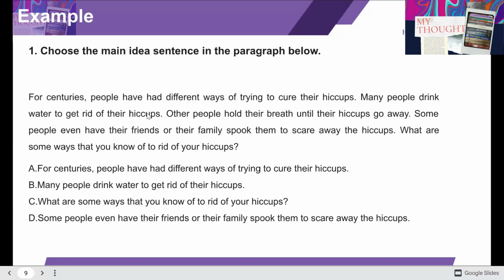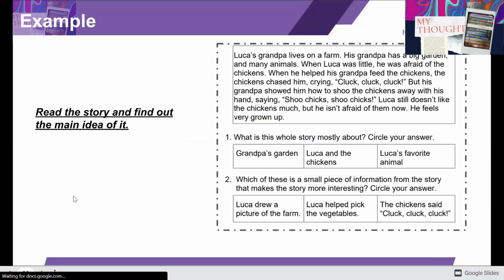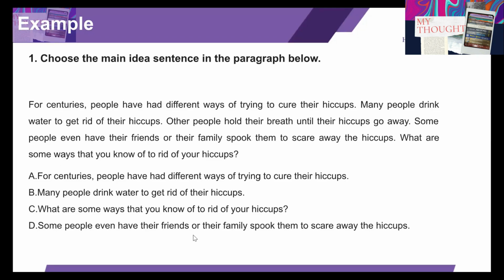This is the first example. From these four options, there will be one correct option. Again, from these three options, you'll have one correct option, and so on. There are three, four exercises. Please continue. The first one, A: For centuries, people have had different ways of trying to cure their hiccups. They are talking about types of curing methods in this paragraph.